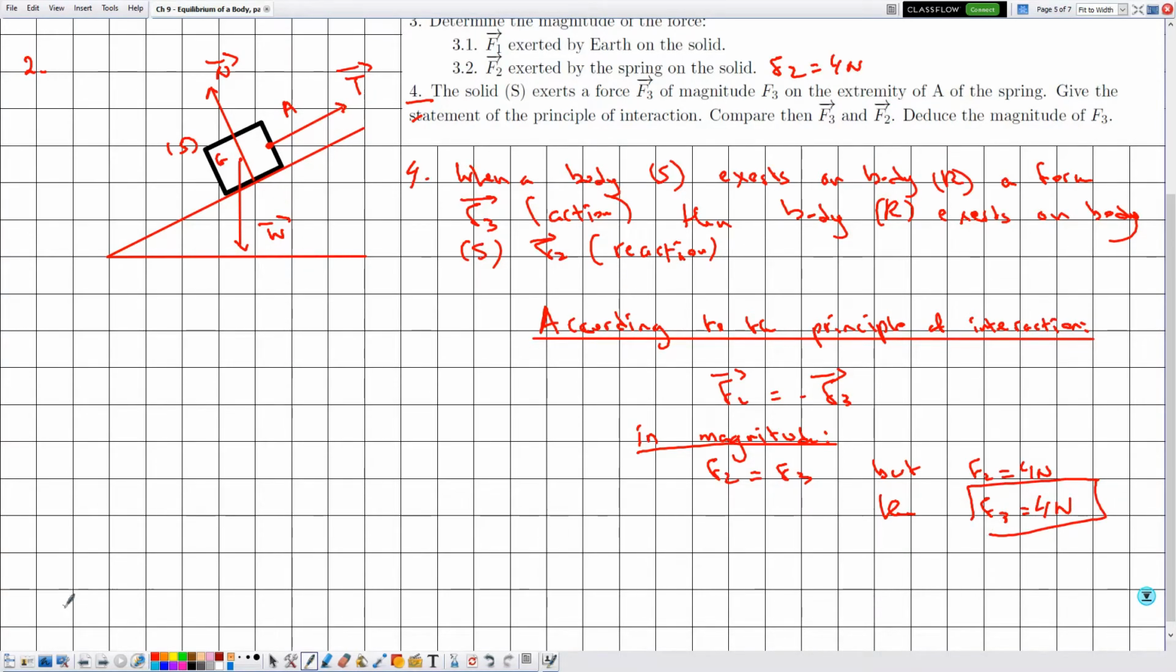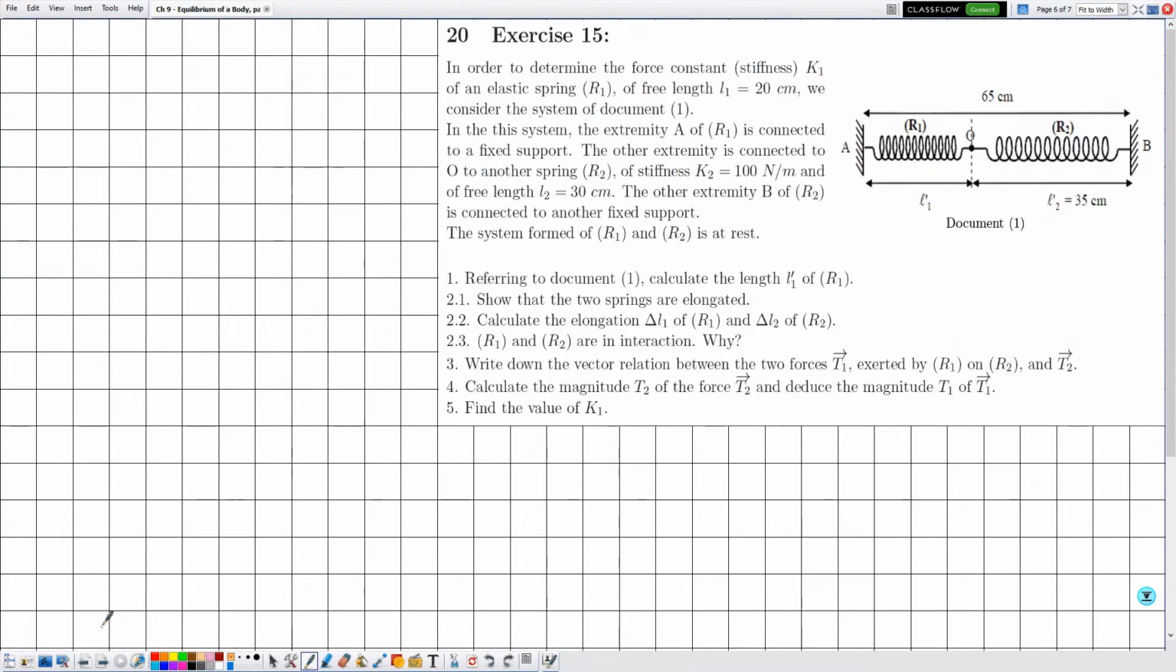Now let me move to the other exercise, which is exercise number 15. In order to determine the force constant, the stiffness K1 of the elastic spring, the aim of this exercise is to determine the value of K1, and recall that always and forever the value of K1 is determined using Hooke's law of an elastic spring R1. Let me write the properties of R1.